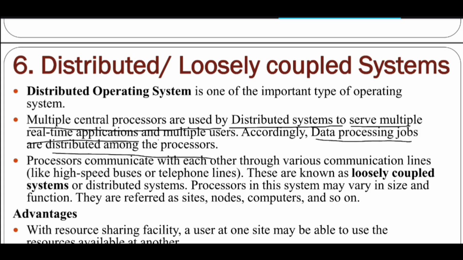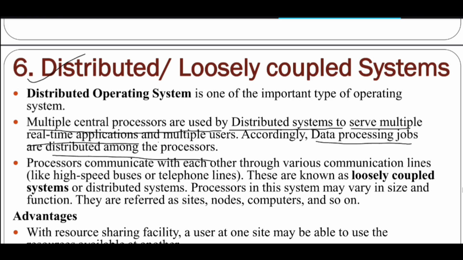I just gave you an example in medical. If I add or integrate multiple systems like that into a single system, then this is called a distributed system. Processors communicate with each other through various communication lines. These are also known as loosely coupled systems or distributed systems.